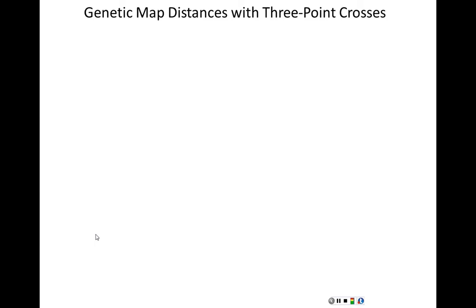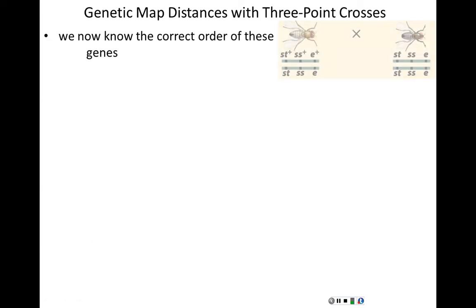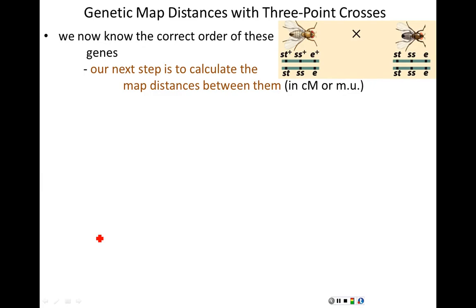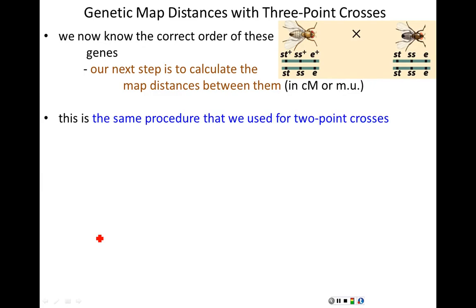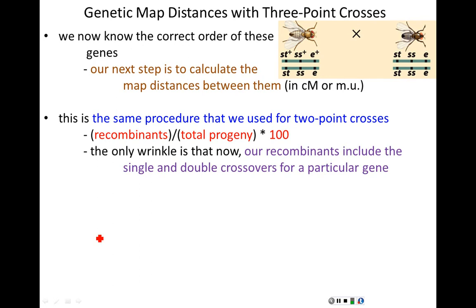So, how do we map distances with these 3-point crosses? We now know the correct order of the genes. We know the gene that's in the middle. Our next step is to calculate the physical map distance between them. It's the same procedure we used for 2-point crosses, except we only consider the genes 2 at a time. We're still going to take the number of recombinants over the total times 100. The wrinkle is that we always have to ignore one of the 3 genes.